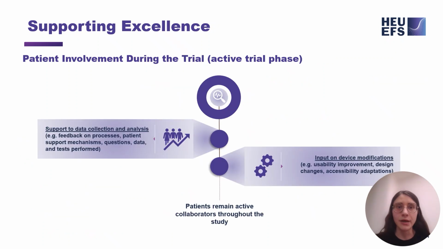Throughout the active trial phase, patients remain active collaborators, not just study participants. There are two primary ways patients can continue to contribute during this time. First, patients provide ongoing support to data collection and analysis. This includes giving feedback on study processes, commenting on patient support mechanisms, and offering their perspectives on questions asked, data collected, and tests performed. Their real-time feedback helps ensure the trial runs smoothly and that participant needs are being met.